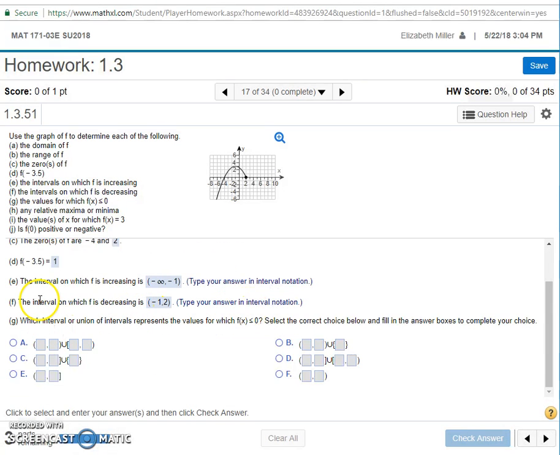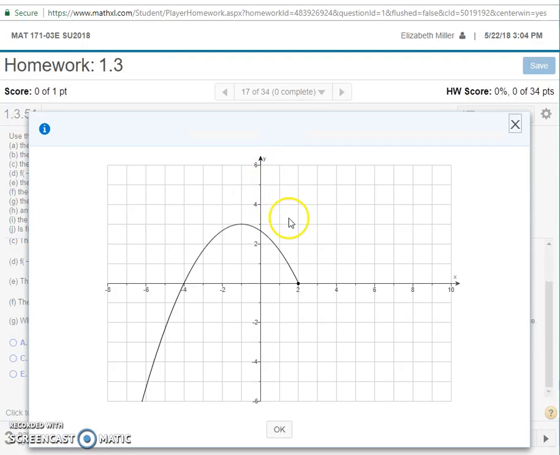Okay? So this is an interesting one. It says which interval or union of intervals, just meaning there could be multiple intervals, represents the values for which the function is less than or equal to 0, meaning where is the function negative? Okay, where is the function less than 0? So if we look at our graph, less than 0 means below the x-axis. This stuff down here is less than 0, okay, because it's below the x-axis.